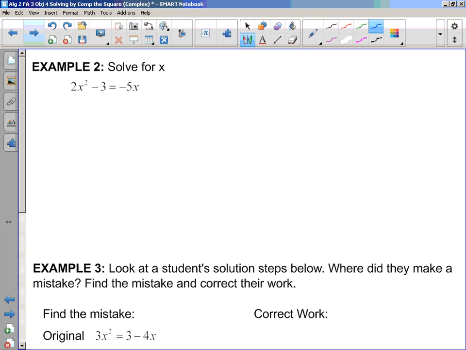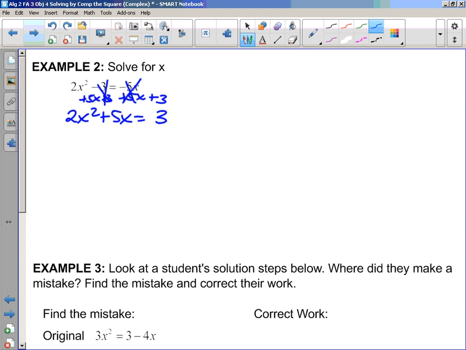So let's look at this one. My first step is going to get it to where I've got my constant by itself on the other side. So I'm going to add 5x, and I'm going to add 3. Adding 5x will cancel it out from the right. Adding 3 will cancel the negative 3 from the left. And I'll have 2x squared plus 5x equals 3.